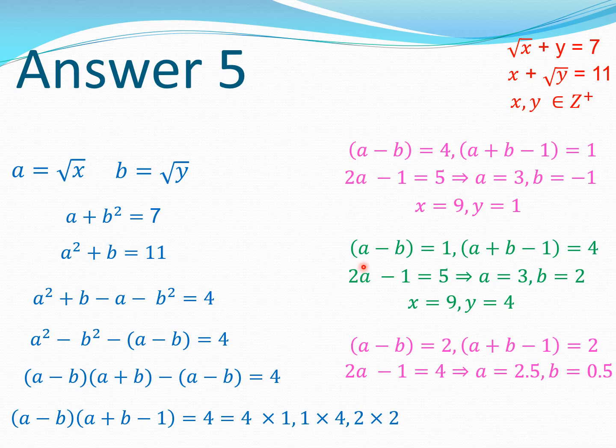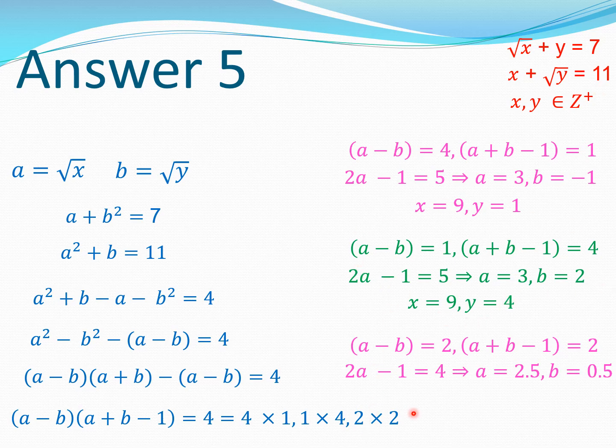The second solution I could get is a minus b is 1 and a plus b minus 1 is 4. In this case, if I add these two equations, 2a minus 1 equals 5, a is 3, b is 2. Now here I can immediately square these values and I will get x is 9, y is 4. And here if I substitute it, I can see this is quite good, because I would get root of 9 is 3, so 3 plus 4 is 7. And again here I get 9 plus root of 4, or 9 plus 2 is 11. So this is a satisfactory solution, and this is the solution.